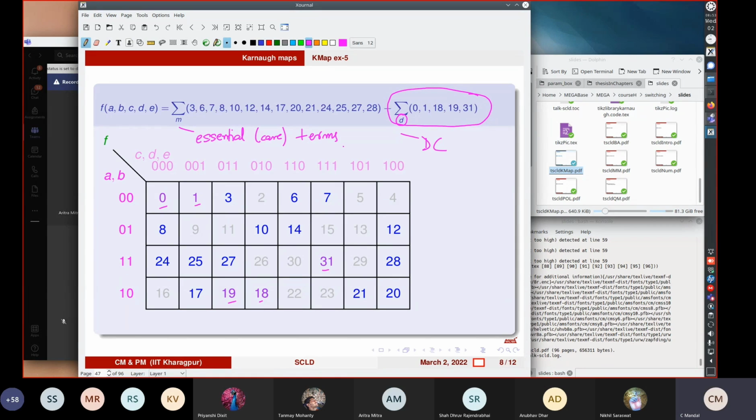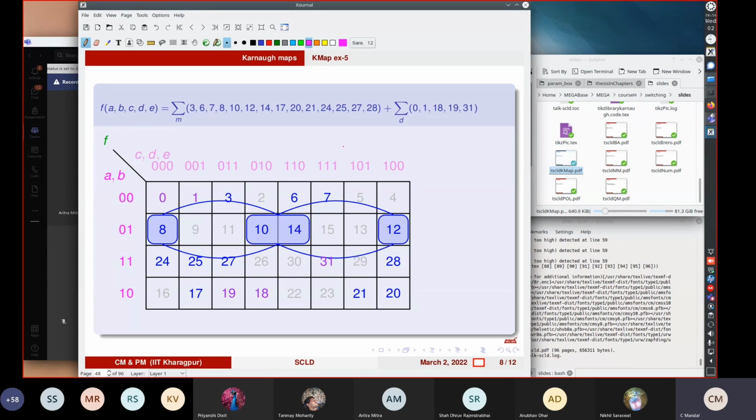Okay, so this blue, when you construct your cover, these blue terms are the essential minterms. These have to be covered. If you don't cover these, your cover will not be equivalent to the original function. But with regards to the don't care terms, you have an option. That means you take them only if that helps you. All right. So now let us see how these don't care terms can help you.